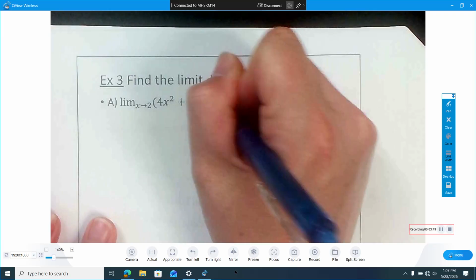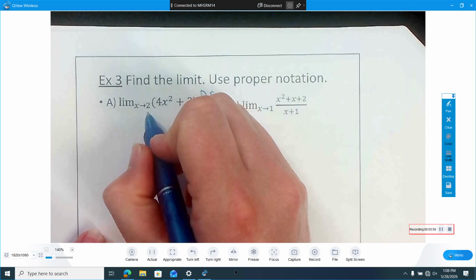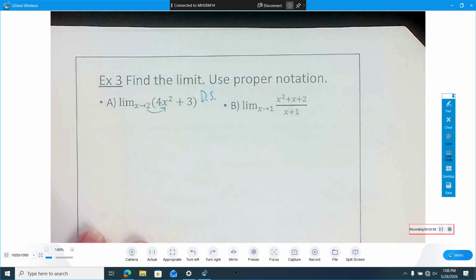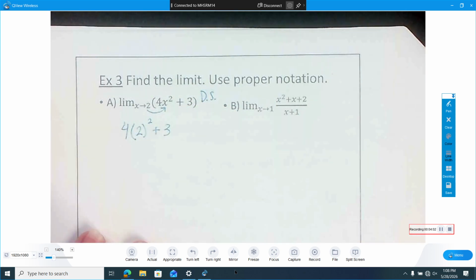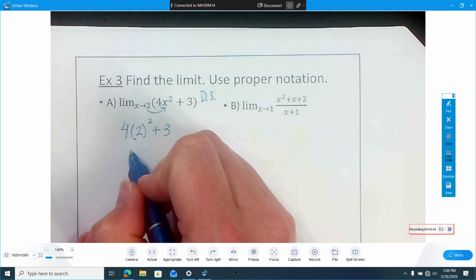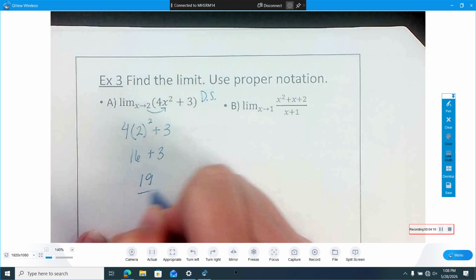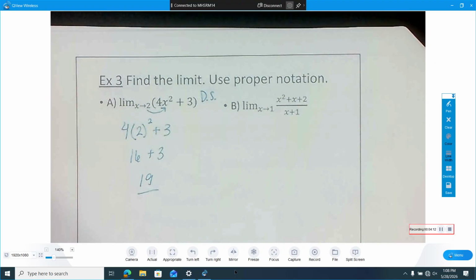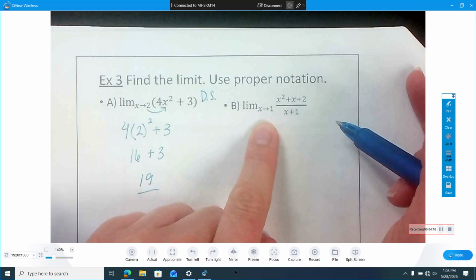Therefore, I can use direct substitution, DS, direct substitution, excuse me. I can go ahead and just substitute in my x value. So 4 times 2 squared plus 3. 2 squared is 4. Times 4 is 16 plus 3 is 19.